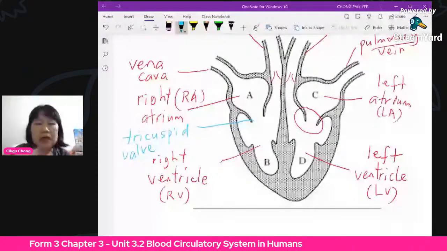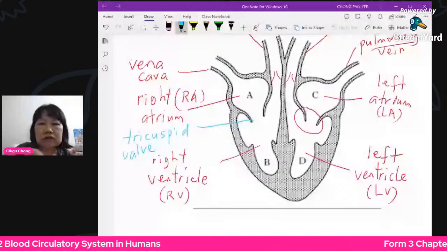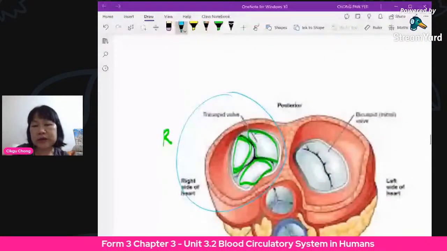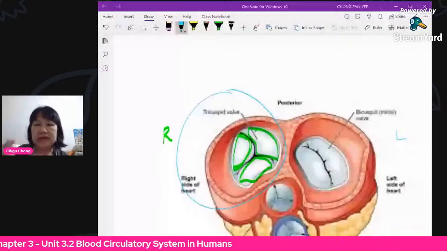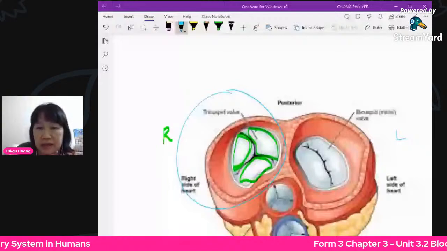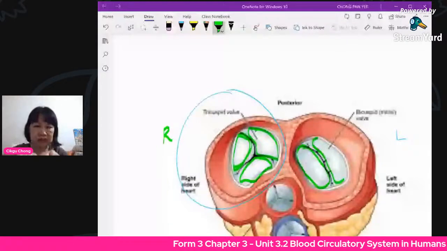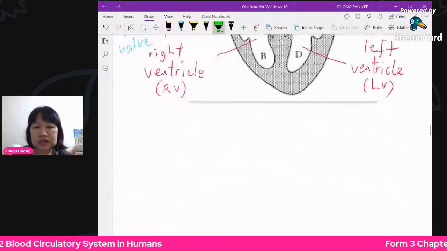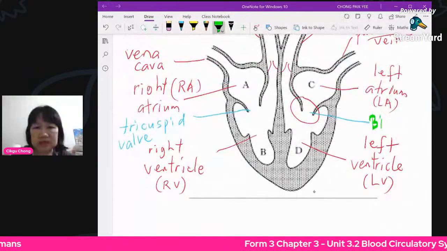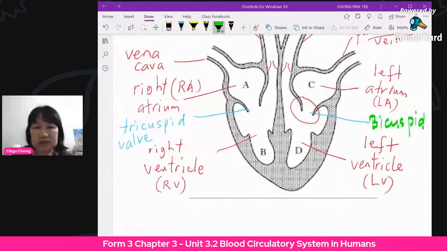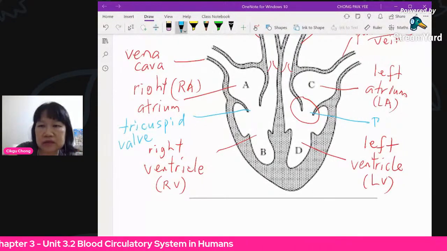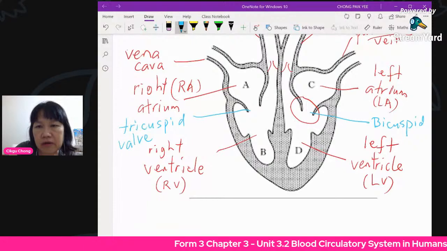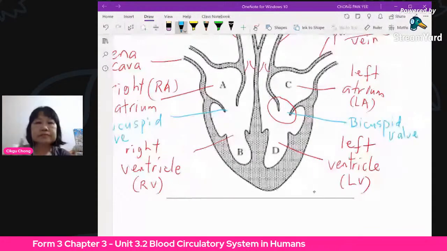So now let's look at this one. Now there are 2 flaps. See here. This is the left side of the heart, and there are only 2 flaps. So we call it bicuspid. You see, bi means 2, tri means 3. So this is the left side, and it is called the bicuspid valve. I put blue color, though it is difficult to see. Bicuspid valve.